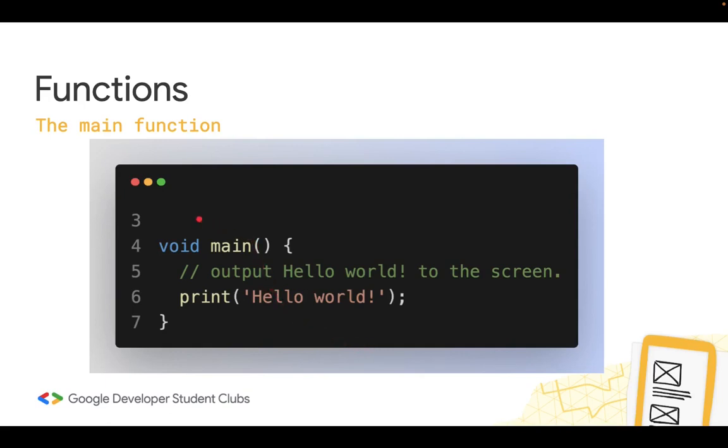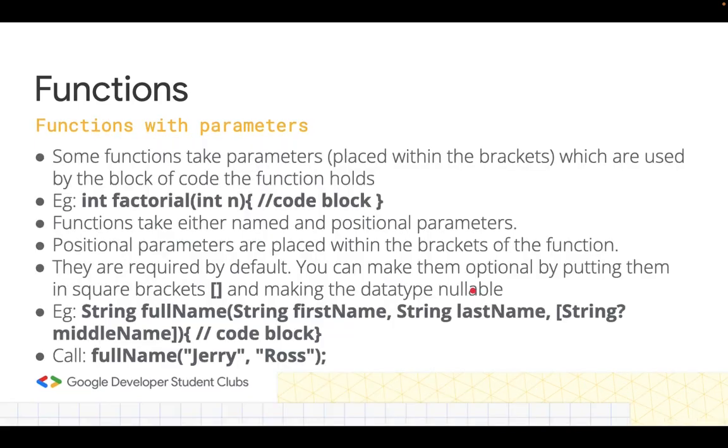So this is an example of a function. This is our main function, the hello world program we ran last time. The return type, the name of the function, and then the block of code that's supposed to run. Then if you remember, this here is a comment. So that's that. Let's talk more about functions.